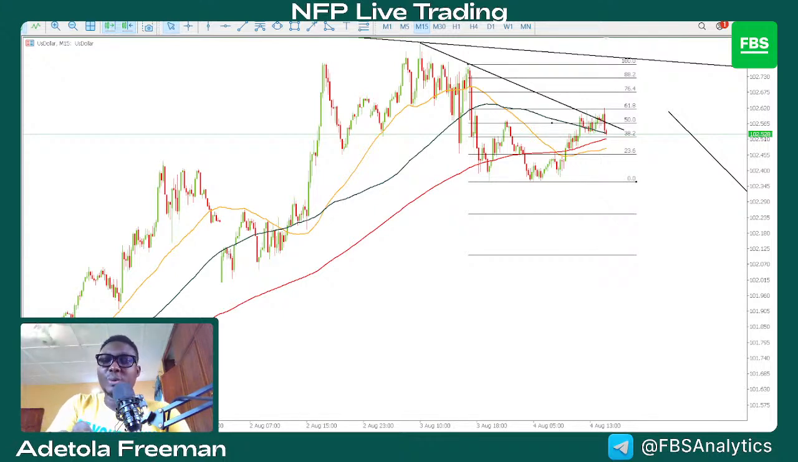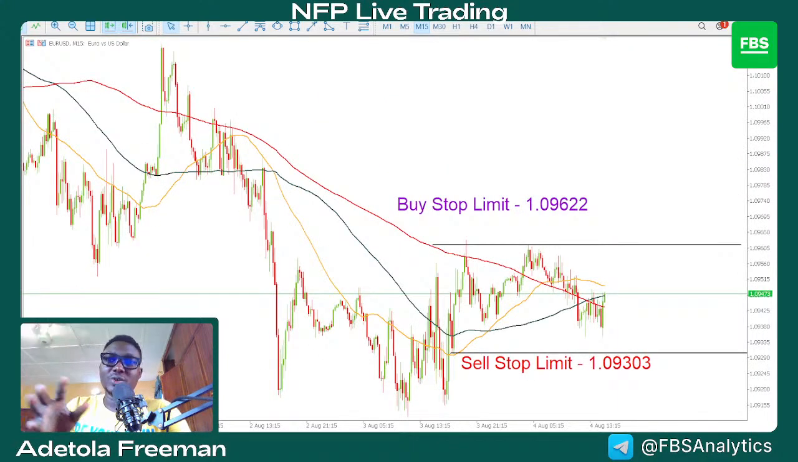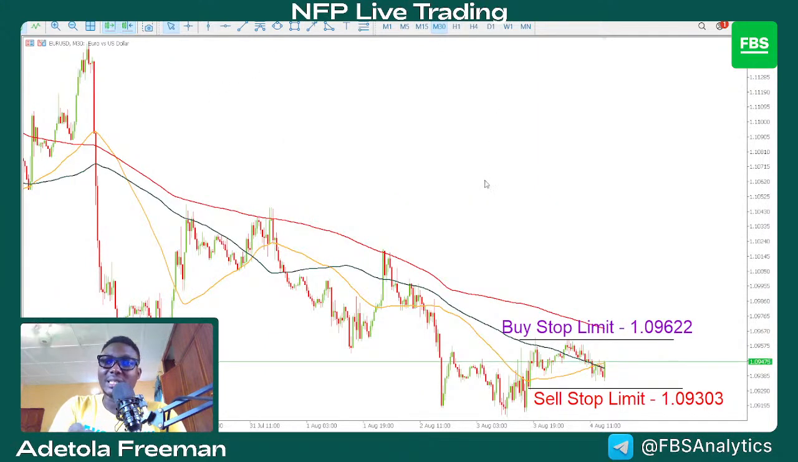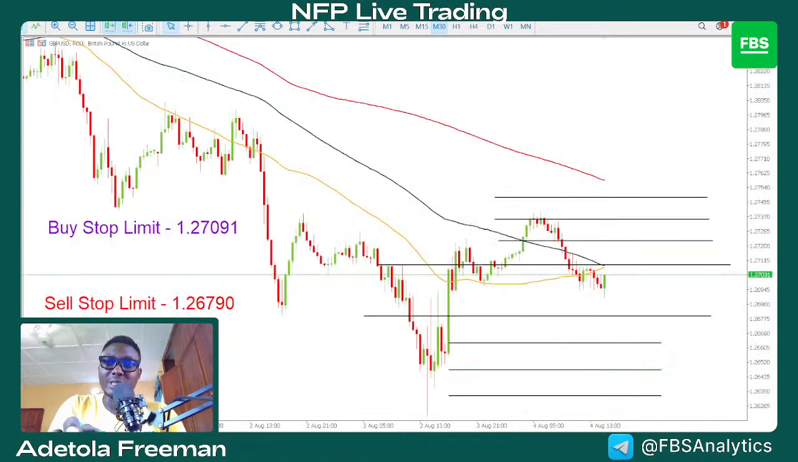Okay, so let's go back to the market charts. On the Euro USD, we have a buy stop limit at 1.09622. That is our buy stop limit on Euro USD. And our sell stop limit is at 1.09303. 1.09303 is our sell stop limit on Euro USD.